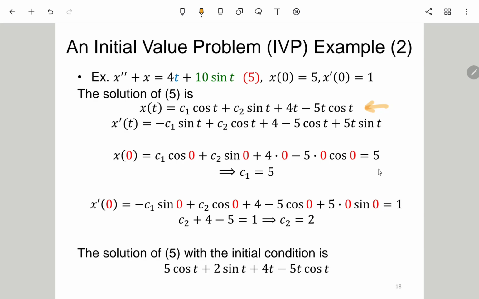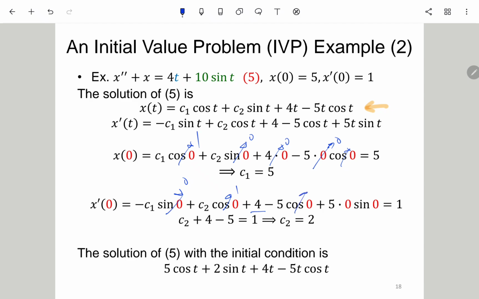Cosine of 0 is 1, sine of 0 is 0, 4 times 0 is 0, cosine of 0 is 1, but this one is 0. So 0, 0, 0. So we only get C1 equals 5. And then similarly, we plug in t to be 0 for this equation, which equals 1. Similarly, sine of 0 is 0, cosine of 0 is 1, and this is 4.